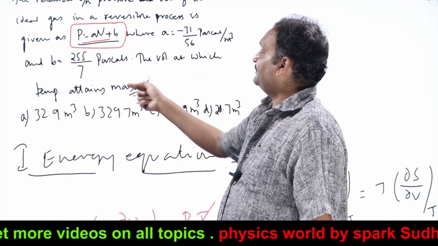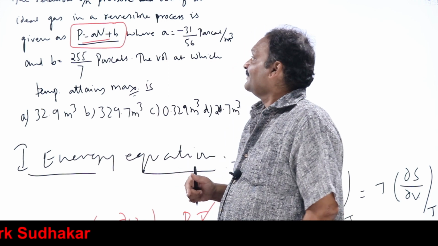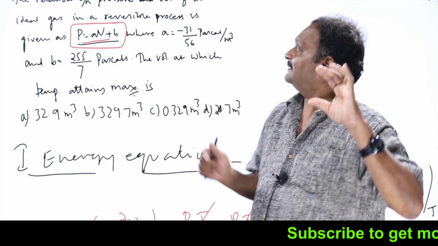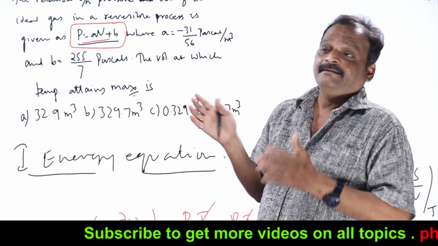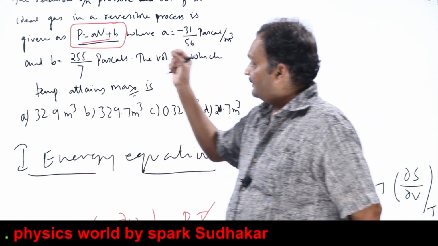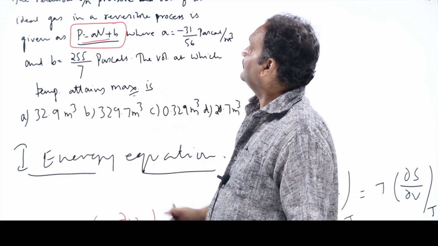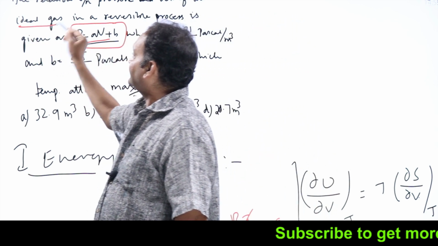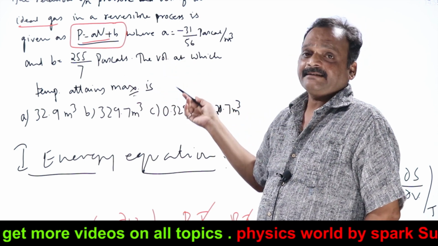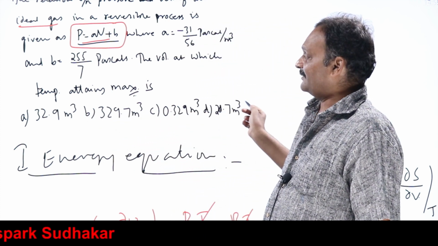The question asks: the volume at which temperature becomes maximum. Here no temperature is given, no volume variation is given. He has simply given one relation, and what type of process also he did not tell. He simply said reversible process. We don't know whether it's isothermal, isobaric, isochoric or anything. Only one more hint he has given is that it is an ideal gas. So at what volume does the temperature become maximum? The options given are 32.9 meter cube, 329.7 meter cube, like that. 4 options have been given.